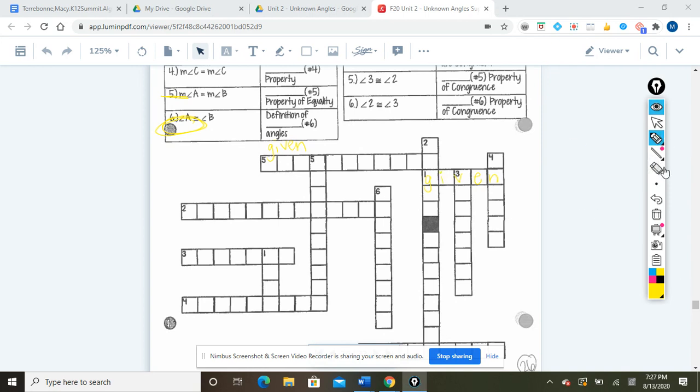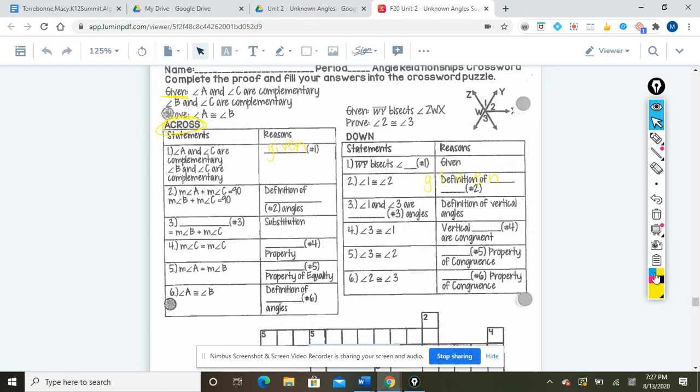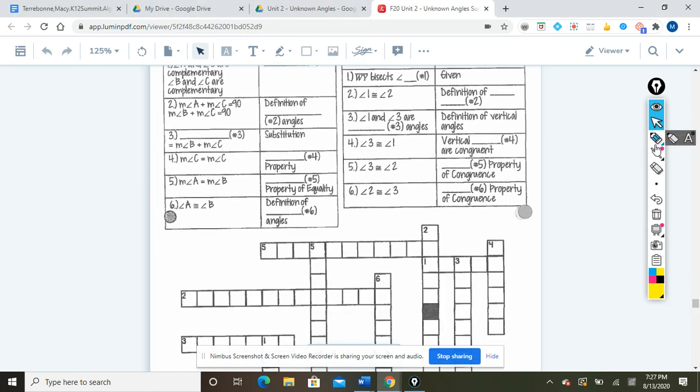Okay, then let's do another one. Let's say, oh, my stuff is all moving. It's making me kind of nervous. Okay, let's look at number 4. This one's pretty self-explanatory. Angle 1 and angle 3, okay, they're congruent because vertical blank are congruent. Vertical what? Vertical angles. That's number 4, and these are down. Let me erase. So this is angles. And then this was given.